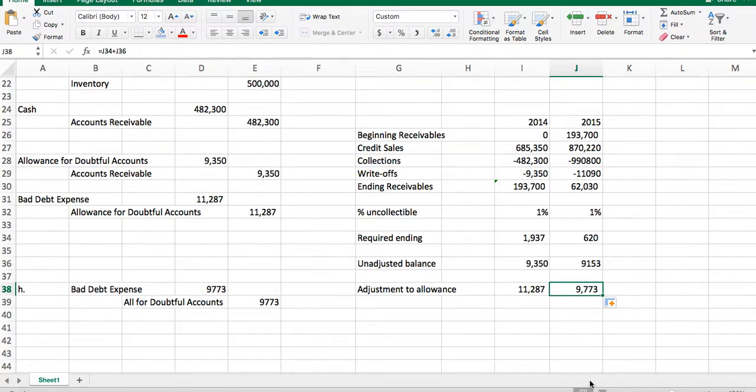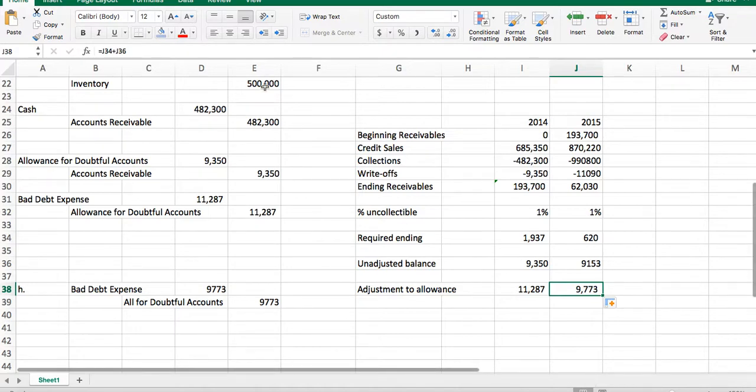The last one we have is 7.5b. It's very similar to what we've already done. This one gets into notes receivable, and so I'll work on that one in another video and post that for you.